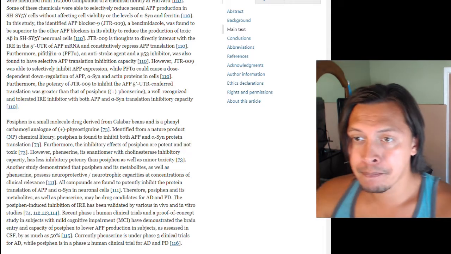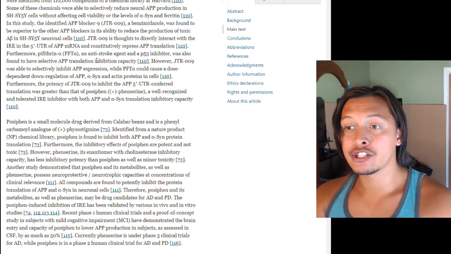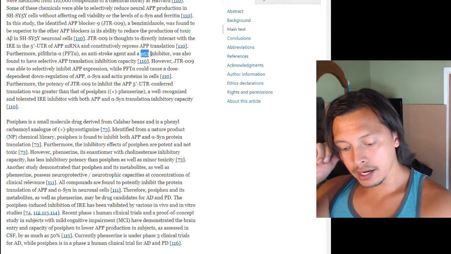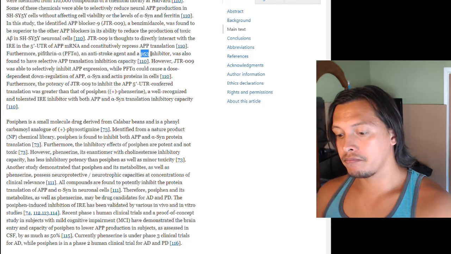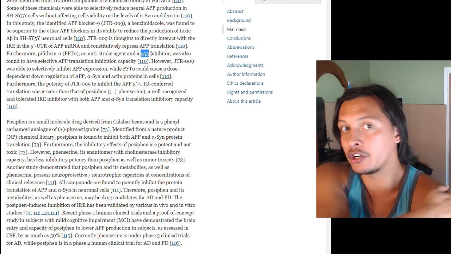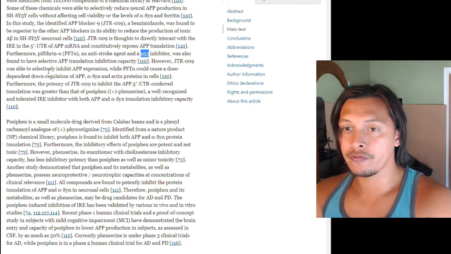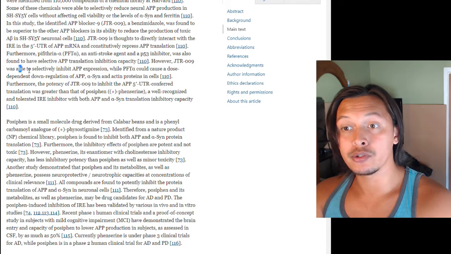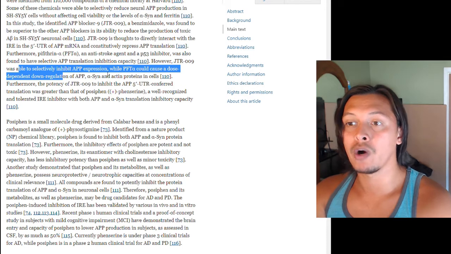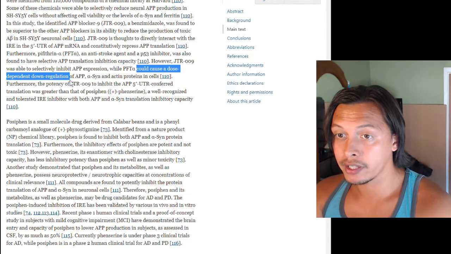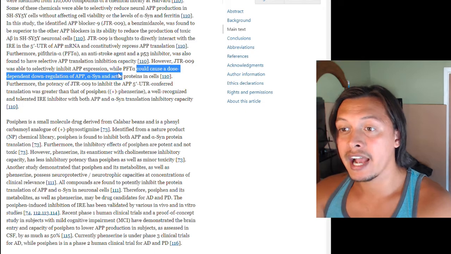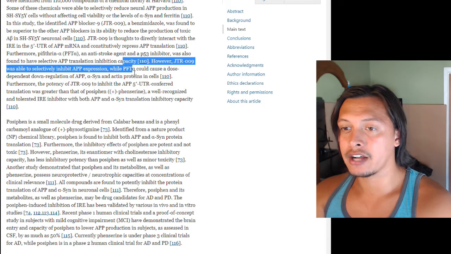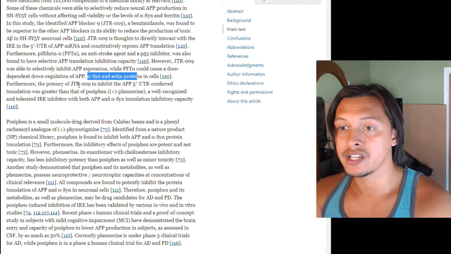Furthermore, pifithrin alpha, or PFTA, an anti-stroke agent and a p53 inhibitor, and p53, just know that this is one of the cellular signaling proteins in your cells, was also found to have selective APP translation inhibition capacity. However, JTR009 was able to selectively inhibit amyloid precursor protein expression, while PFT-alpha could cause a dose-dependent downregulation of APP, alpha-synuclein, and actin proteins in cells. So PFT-alpha is affecting more different proteins, not just amyloid precursor protein.